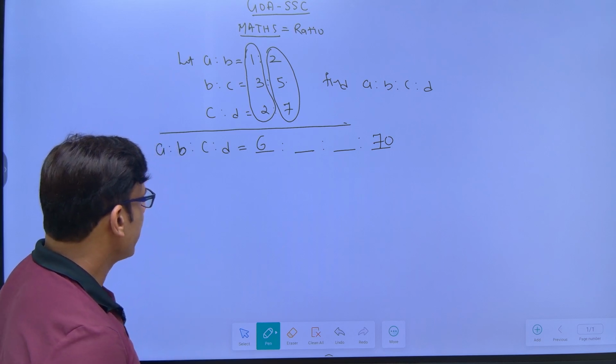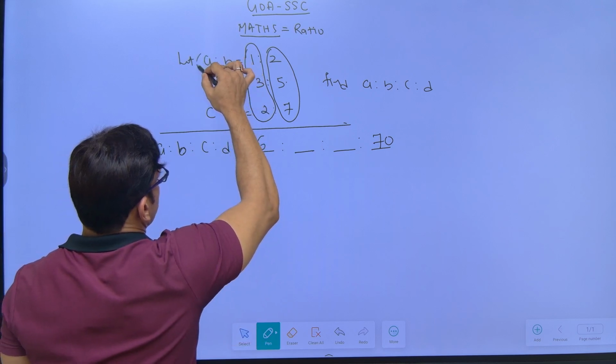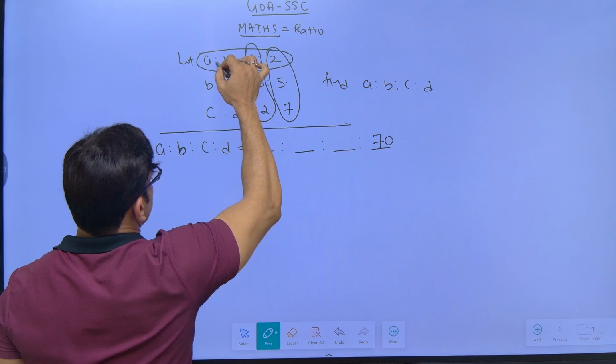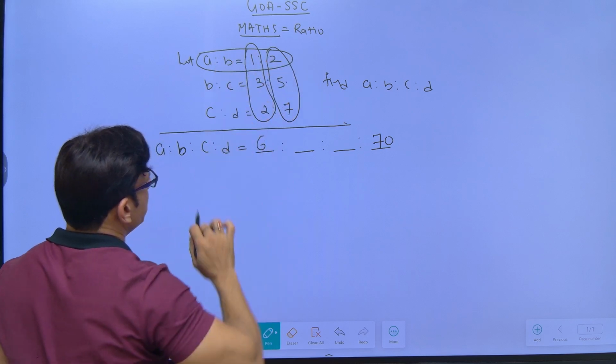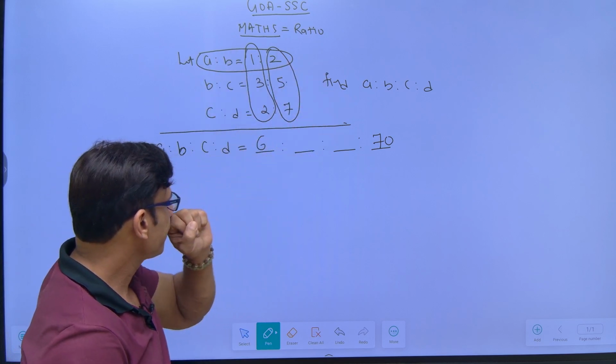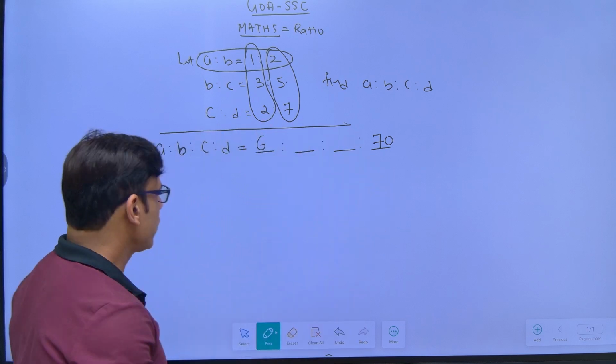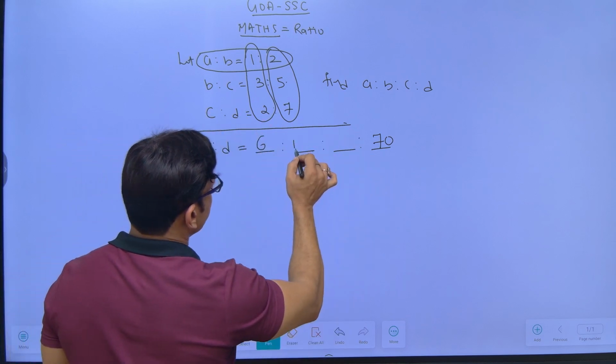Now understand how to find out B. If you look at this particular ratio, A is to B is 1 is to 2. It means when A is 1 part, B is 2 parts. When A is 1 part, B has to be 2 parts. So if A is 6, B has to be 12.